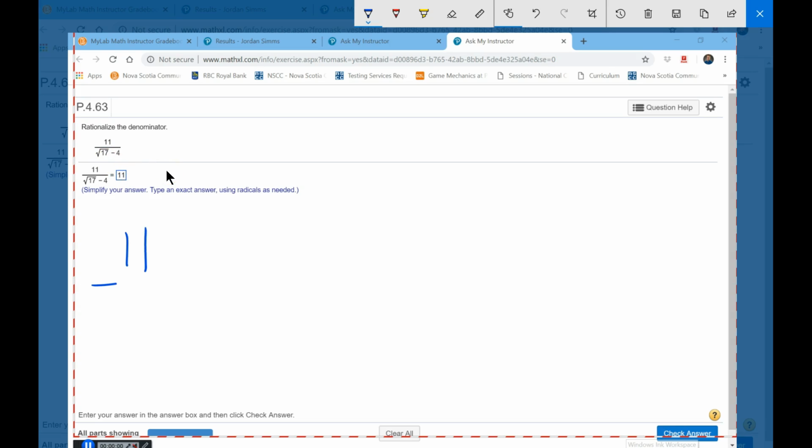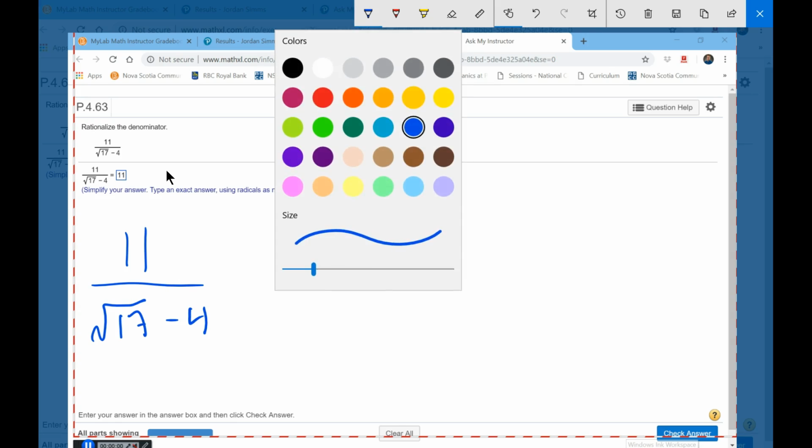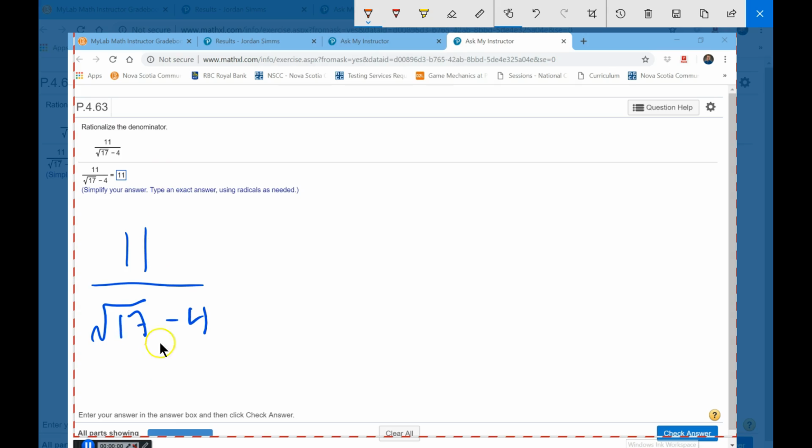I'm going to copy down the problem, root 17 minus 4. And then the first step is always to multiply this whole thing by the complex conjugate. The complex conjugate is whatever is in the denominator here with a different sign. So here we're given root 17 minus 4. I'm going to multiply this whole thing by root 17 plus 4. And I'm going to do the same thing up here.